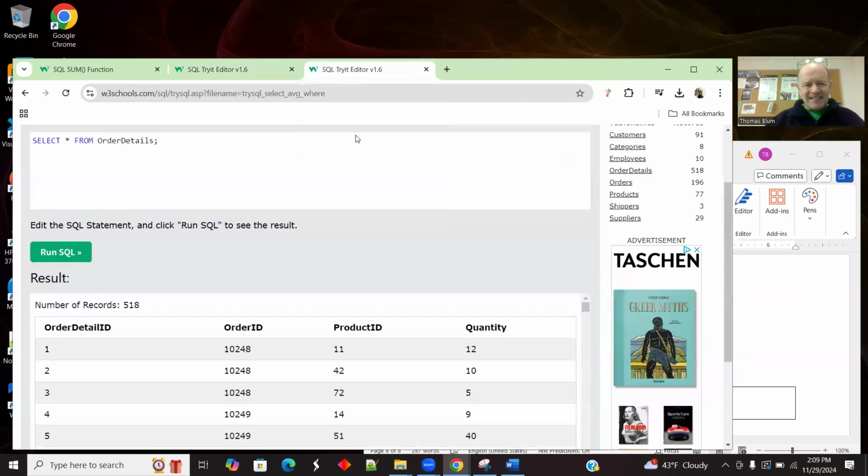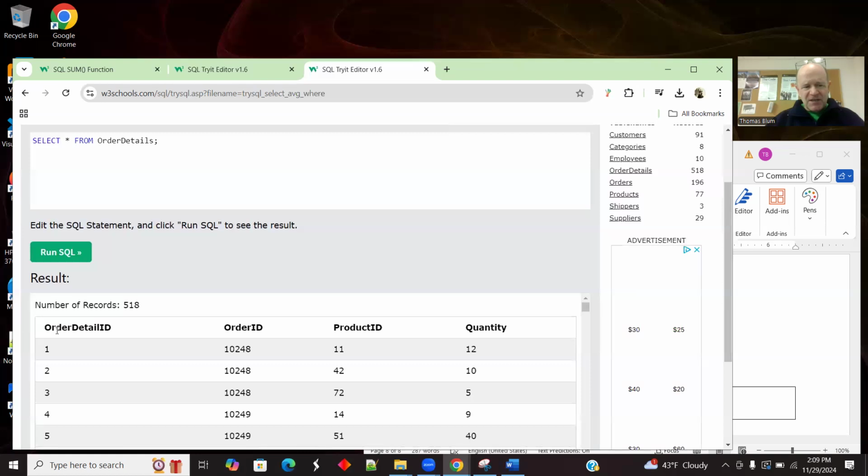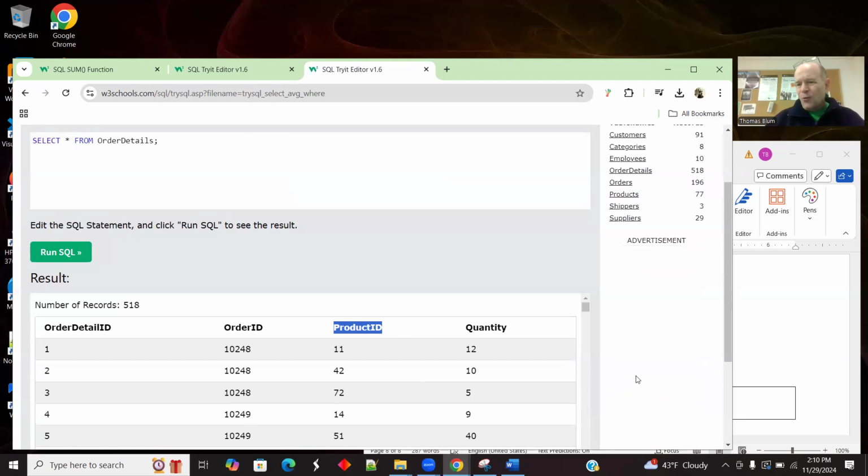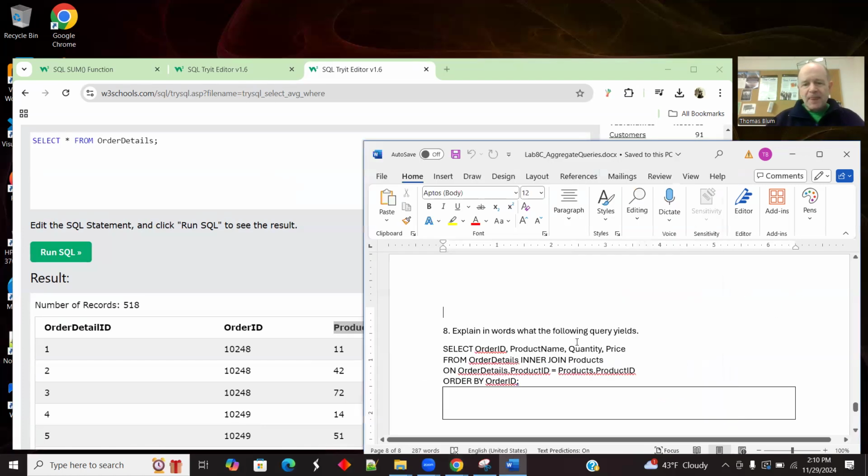order details, which has here order ID, product ID, quantity. We're going to bring in products because products will have price, and then we'll be able to have the quantity of a product times the price of the product and start to figure out how much money was involved in an order like that. Okay.